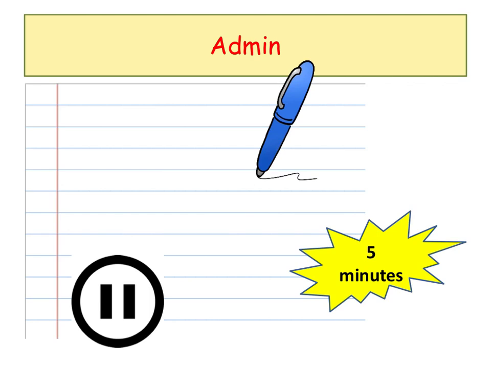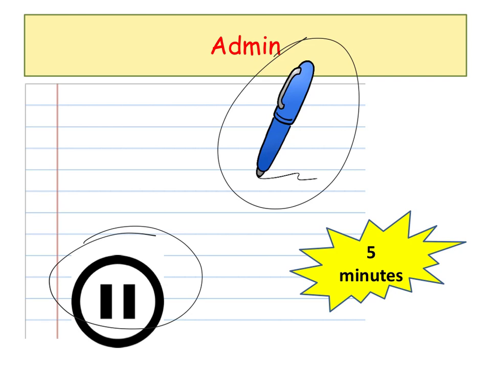Before we get started, a couple of admin points to go through. If you see a pen on the screen like this, then it means I want you to write something down. If you've got a pause button on the screen that looks like this, it means you need to pause the video in order to try and write something down. I'll ask you when I want you to do this. Feel free at any time during the video to be able to pause the video.